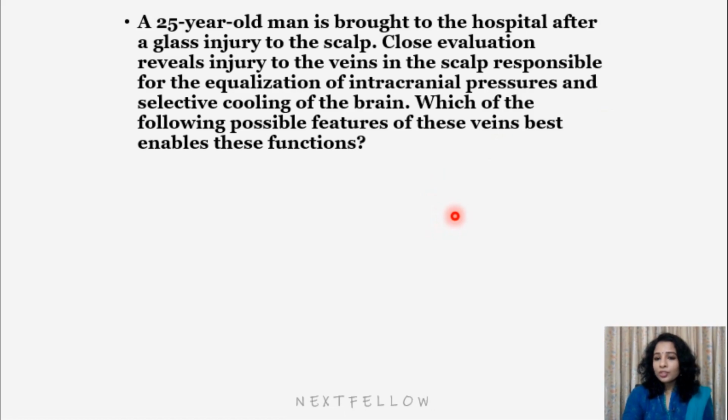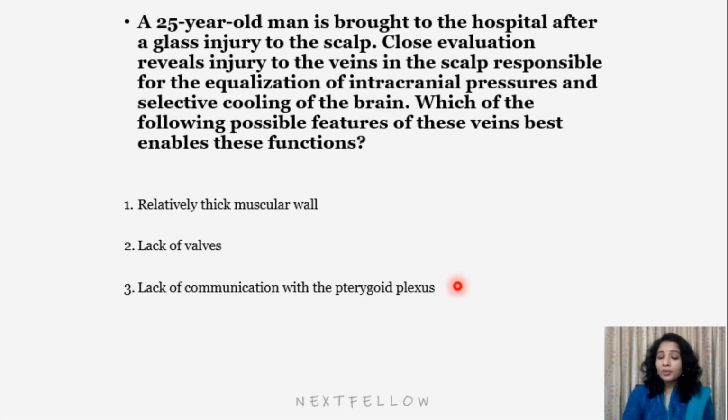Let's see a few questions. A 25-year-old man is brought to the hospital after a glass injury to the scalp. Close evaluation reveals injury to the veins of the scalp, responsible for equalization of intracranial pressure and selective cooling of the brain. Which of the following possible features of these veins best enables these functions? Relatively thick muscular wall, lack of valves, lack of communication with the pterygoid venous plexus, linear flow pattern of blood. So the answer is lack of valves. Because of lack of valves, the flow of blood is bidirectional.